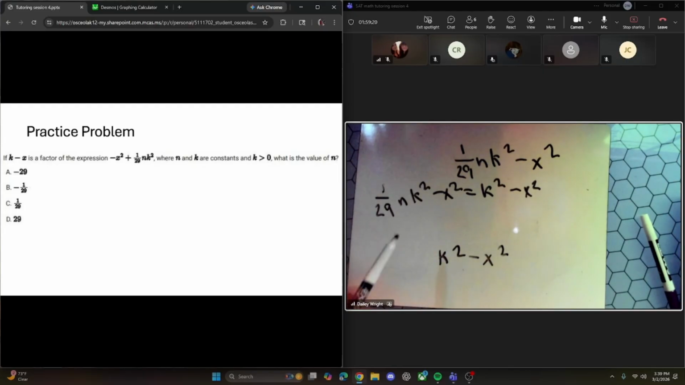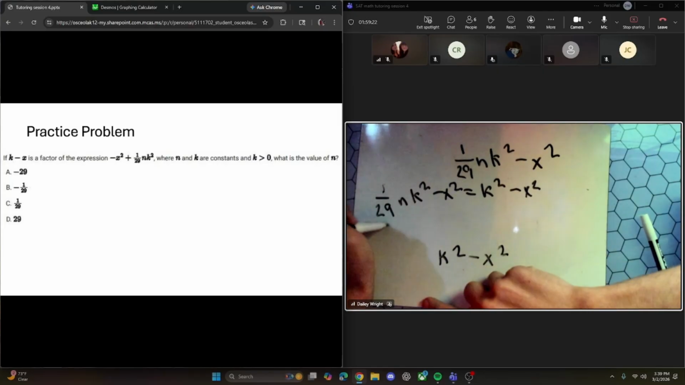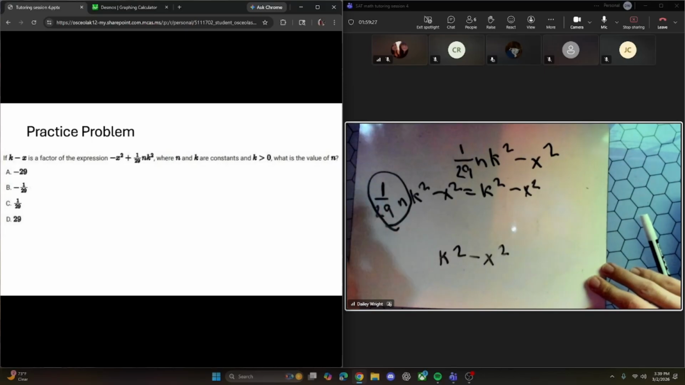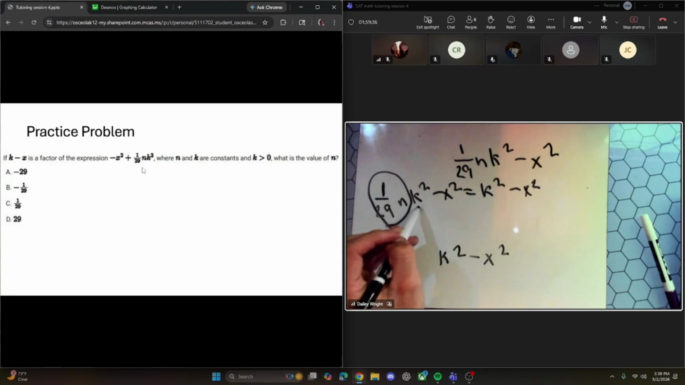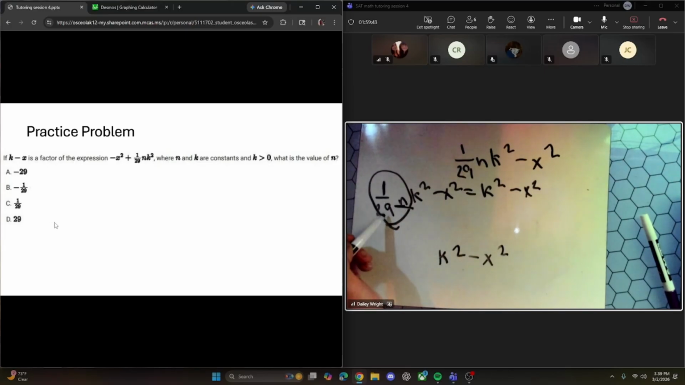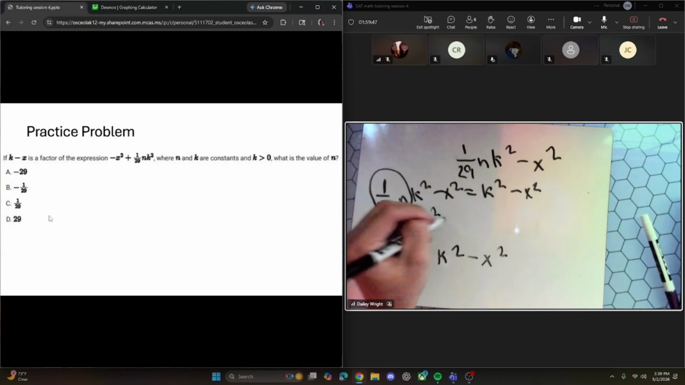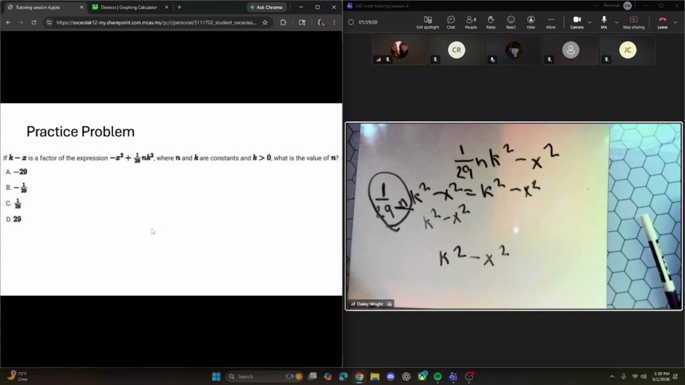They're going to give you an expression that's equivalent to this. So the only thing we see that's wrong here is this k squared has a weird coefficient, 1 over 29n. Well, it's asking what the value of n is. To get k squared's coefficient to be 1, we have to realize that n is going to have to be 29, because 29 times 1 over 29 is going to equal 1. So n being equal to 29 would give us our k squared minus x squared. So our answer is going to be D, 29.